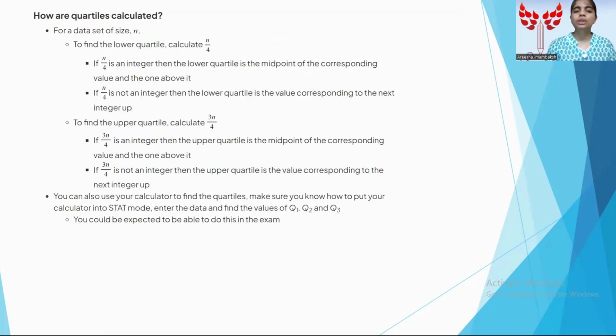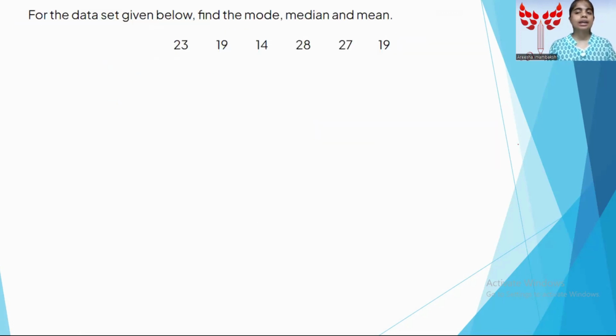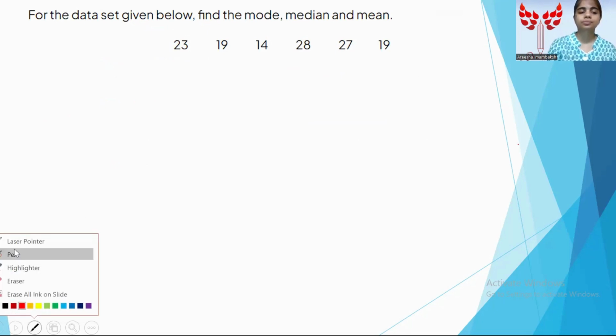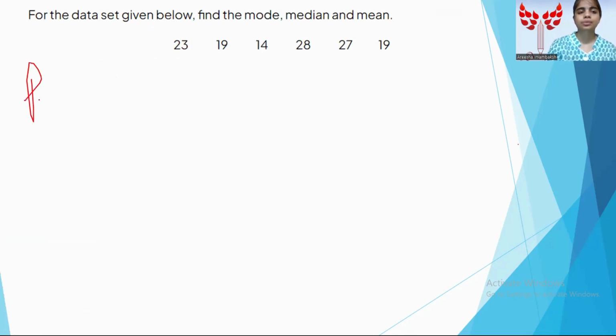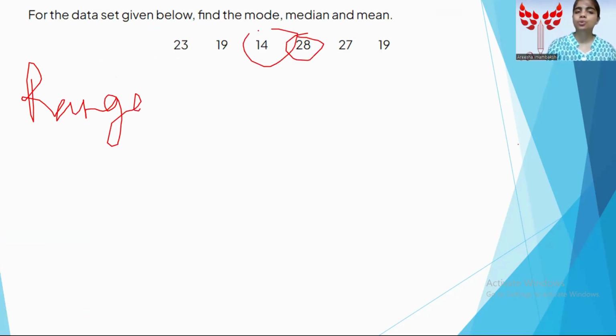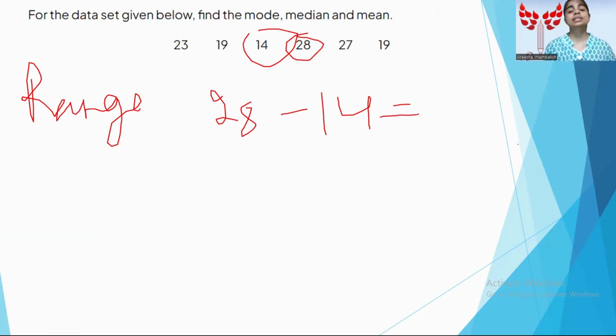We will go to that same data set and let's find the range. First we are going to find the range. Your highest value is 28, your lowest value is 14. 28 minus 14, that is 14.